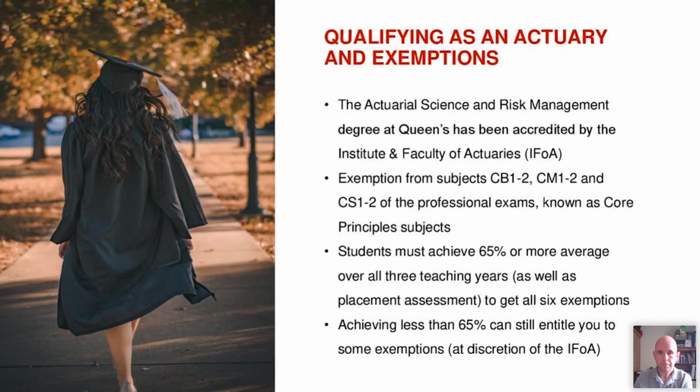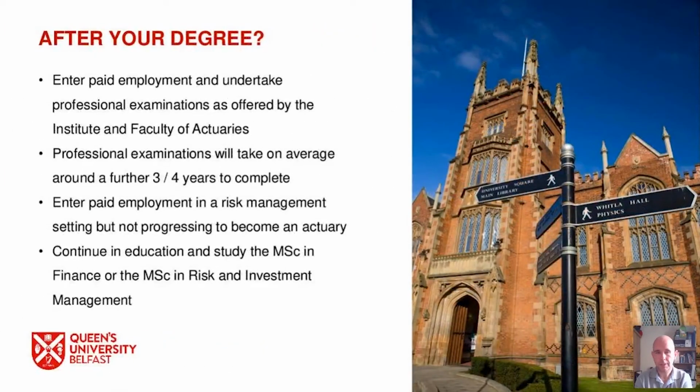So what is the attraction of the exemptions? To qualify as an actuary, you have to pass 13 exams, as I've already said. A lot of our students enter paid employment and undertake professional exams as offered by the Institute and Faculty of Actuaries. So if you have come out with the first 6 exemptions, that means you've only got another 7 exams to go. Professional exams will probably take another 3 to 4 years.